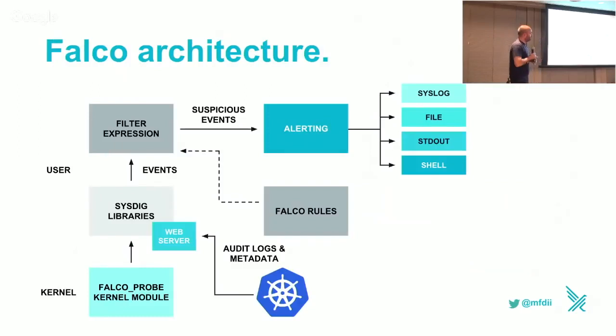So a little bit bigger diagram of how Falco works. We have this kernel module that creates this stream of events. The Sysdig libraries are used to parse that information, and then that goes into our filtering expression engine, which also pairs with the rules to determine whether or not an event is abnormal. If it's a suspicious event, then we send it over to the alerting engine, which will then send the alert out to the appropriate output channel.